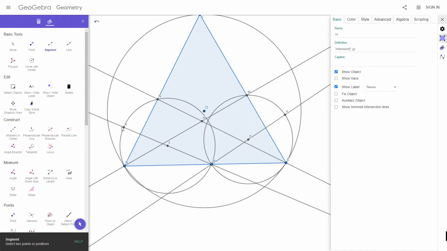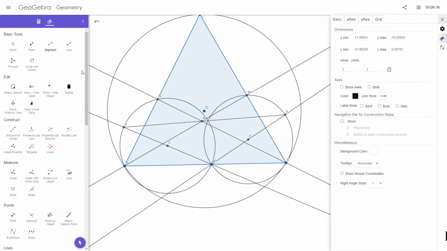Now, we want to show that X, H, Y all lie on a line. If you've drawn a neat diagram, which of course we have here because we're using a computer, you will see that X, this intersection of these two circles, and Y are collinear. This is a pretty easy lemma to prove.